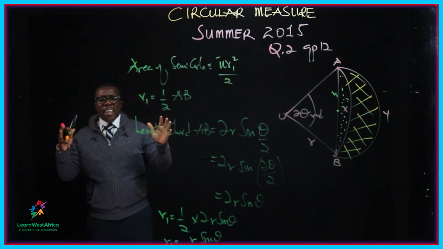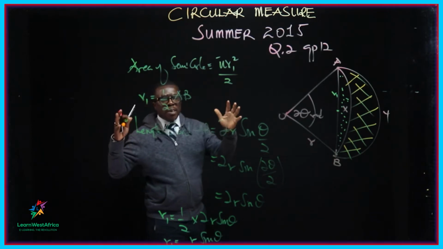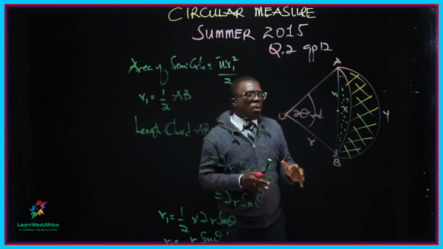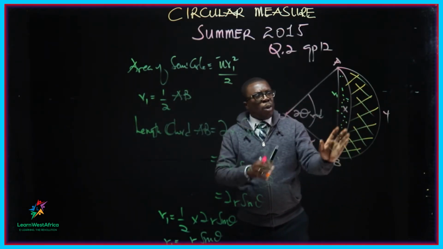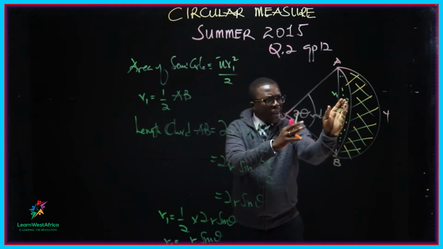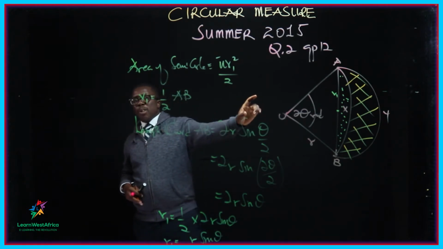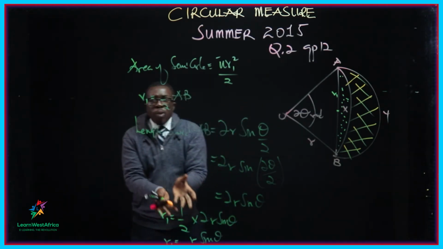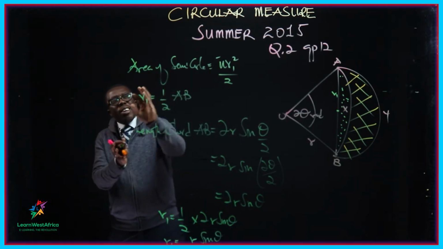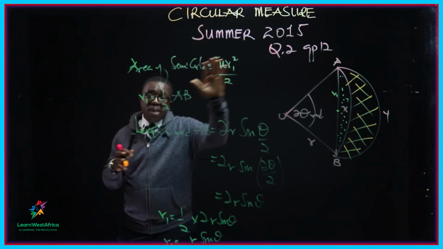Now, let me just take you back. The reason why we are finding the area of a semicircle, ladies and gents, is because we want to find the area of the shaded portion. So when you know the area of the semicircle, then you find the area of the segment. Out of that, you get the area of the shaded portion. So all that we are doing in trying to identify r1 is because r1 is central to finding the area of the semicircle.